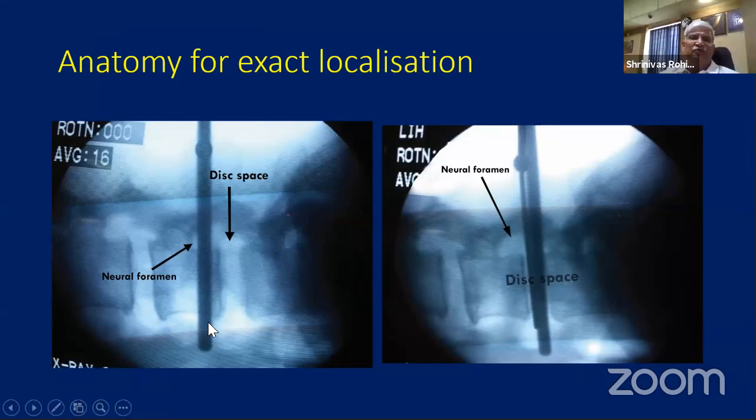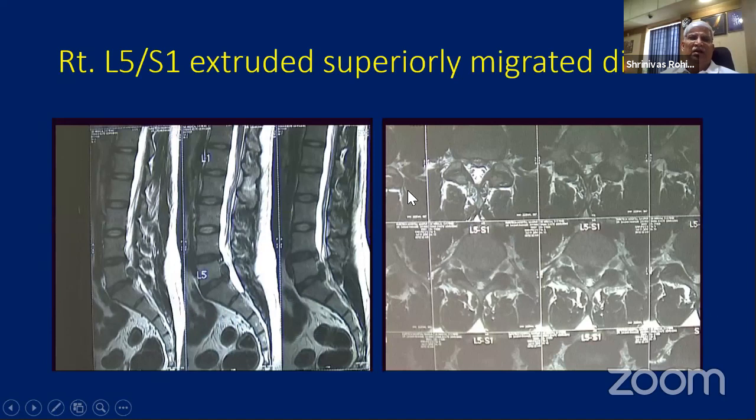Now this is the localizing pin we use. This is for the neural foramen. This is for the disc base. And a representative case: L5-S1 disc, superiorly migrated on the right side.